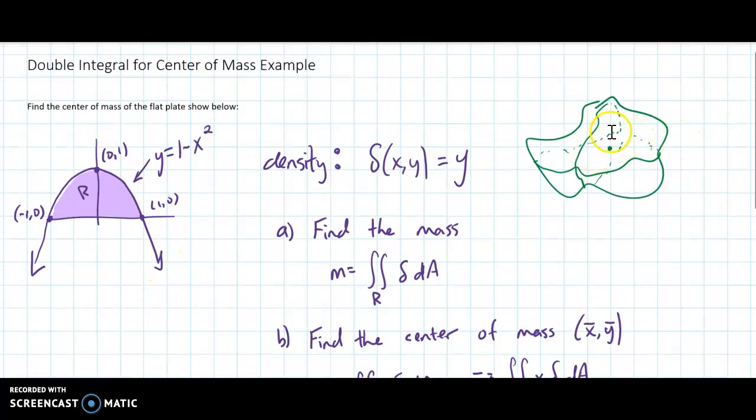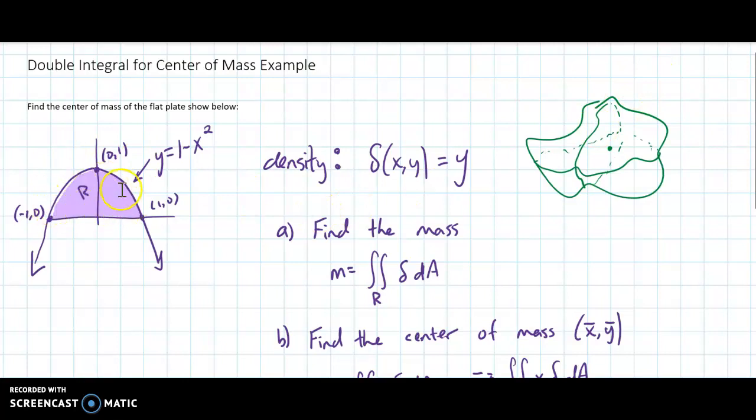If I want to do a three-dimensional one, say I had a rock and I wanted to find the center of mass of some weirdly shaped rock, I would need to do a triple integral to find that. So we need to do this first in 2 dimensions before we bump it up to 3.